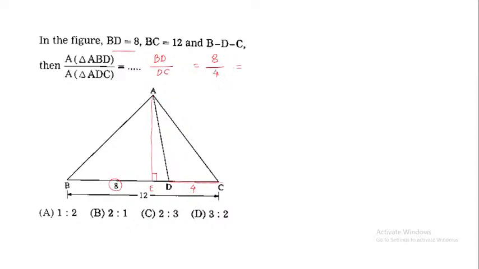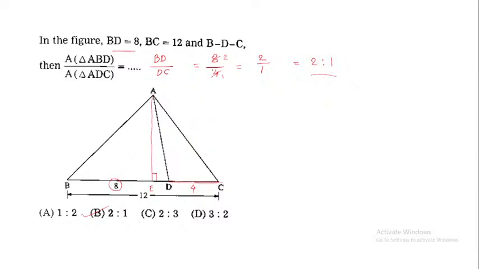Now if we simplify this one, 4 ones are 4 and 4 twos are 8, so we get 2 divided by 1. And 2 divided by 1 is nothing but 2 is to 1. So this is the answer of this question, that is the ratio of areas of these two triangles is 2 is to 1, and this is given at alternative B. So second alternative is the correct alternative.